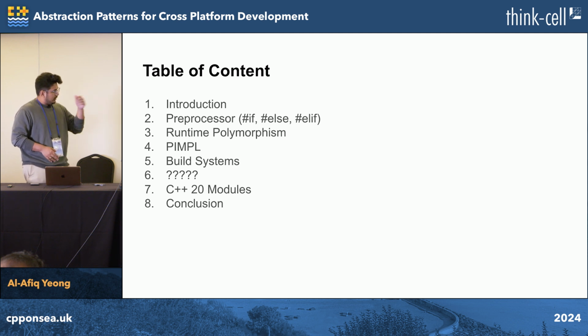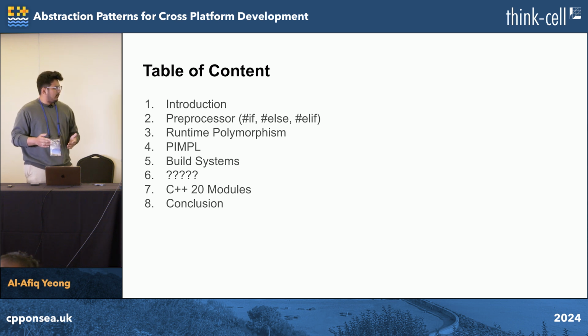Then we're going to go over using preprocessor macros to abstract our code and how it looks structurally in the code base. Then we're going to take a look at runtime polymorphism and how we can use runtime polymorphism to create our abstraction. For the first two, I'm not going to dive too much into it because it's pretty much standard practice in the industry. Then we're going to take a look at a slightly unconventional method, which is using the PIMPL idiom to create our abstraction.